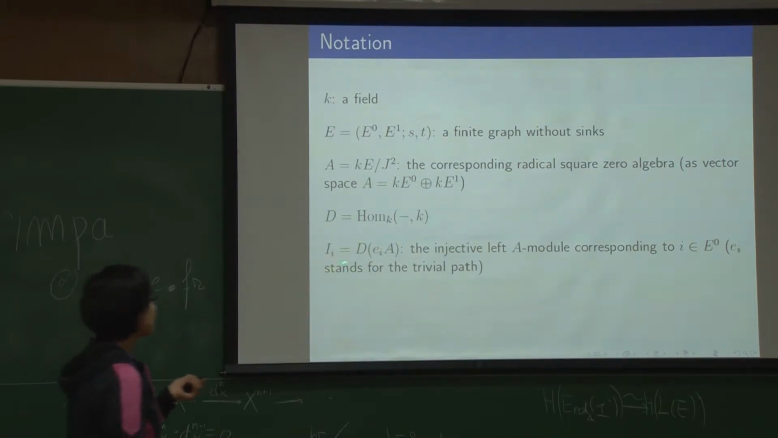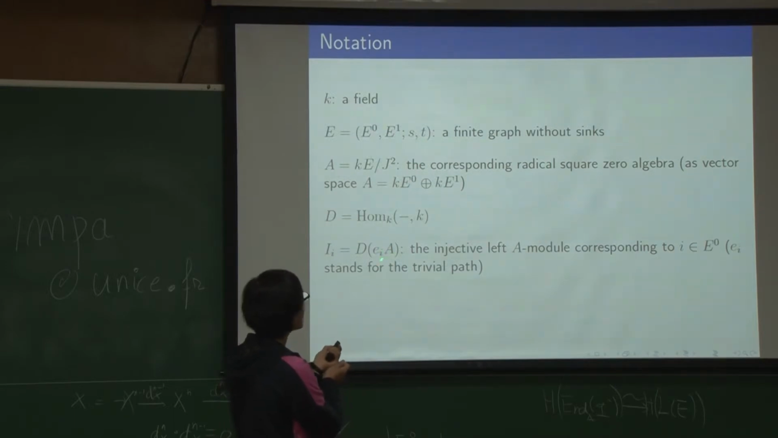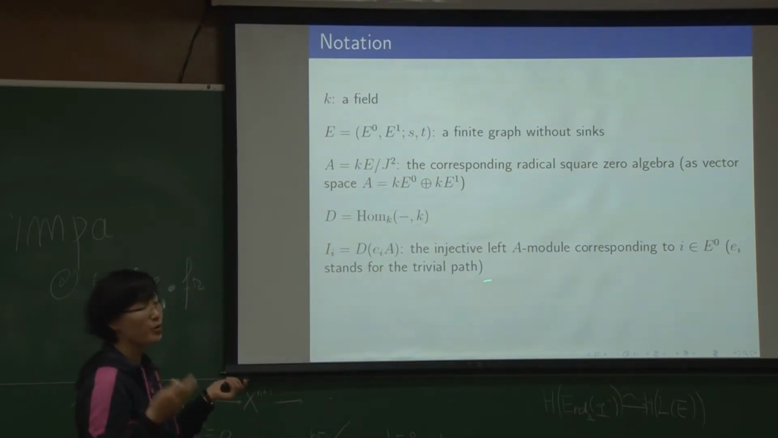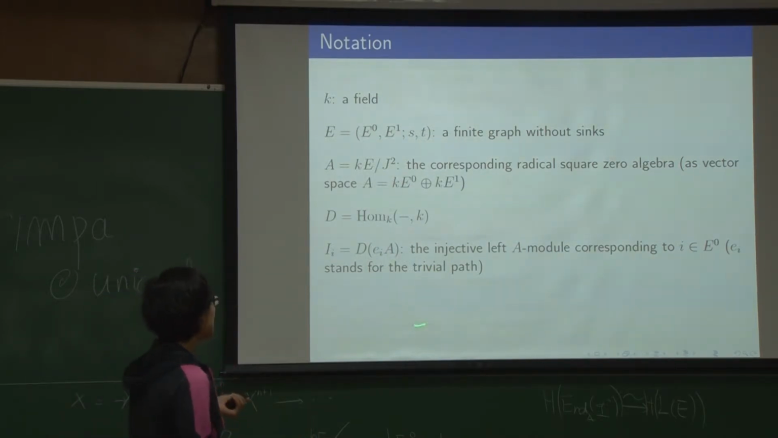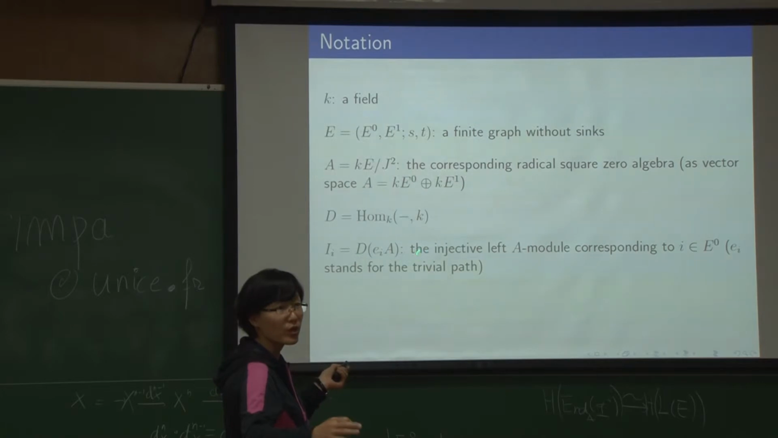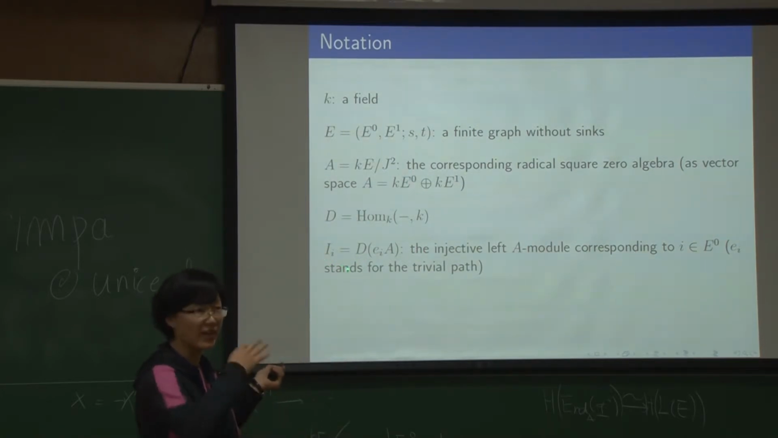And we denote it by I_i, which is D(e_i A). Here, I use e_i to stand for the trivial path corresponding to the vertex i. And here, we know that e_i A is a projective right A-module. So here we use the duality, and we get that I_i is an injective left A-module.